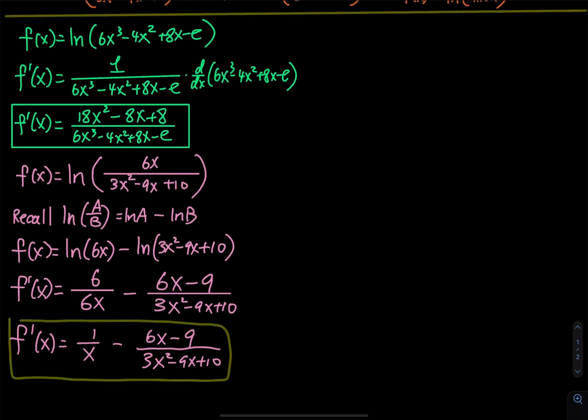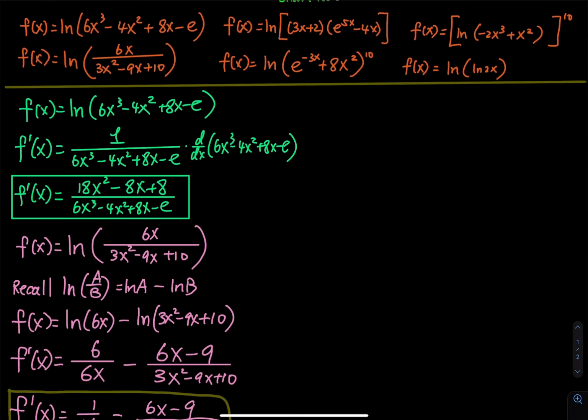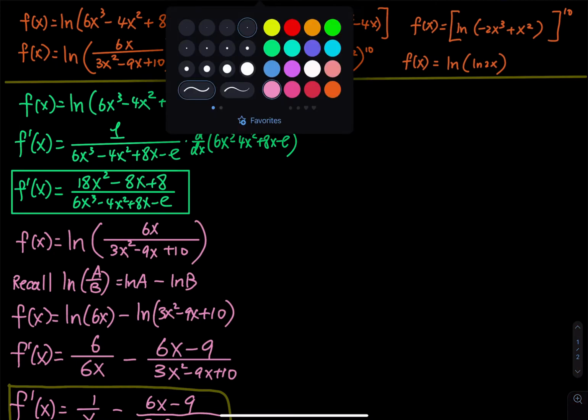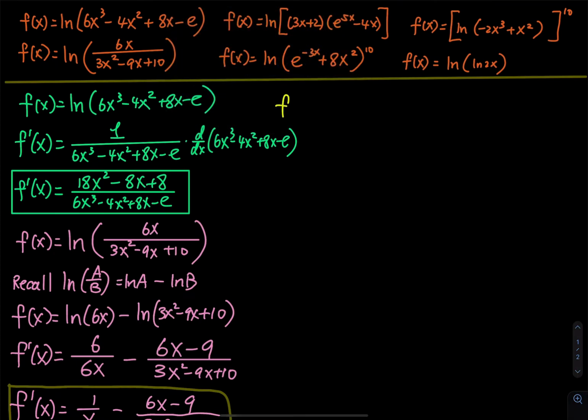All right, that is your final answer, and I don't think there is a point to do a common denominator. All right, let's move on. So moving on to the next one. So we have a Ln with a big square bracket. Okay, let's use yellow. So we have f of x equals Ln of the square bracket (3x plus 2) times (e to the 5x minus 4x), close parenthesis, close square bracket.